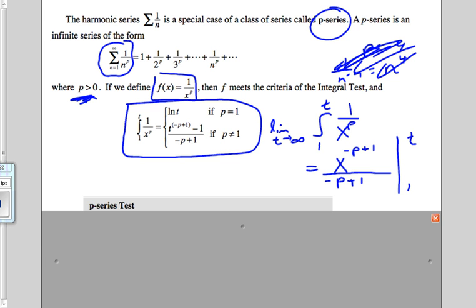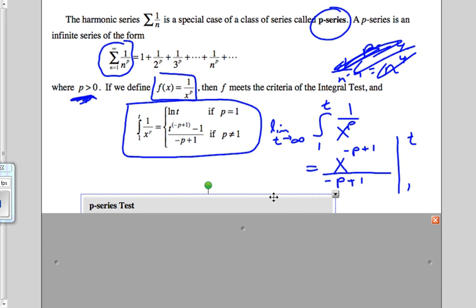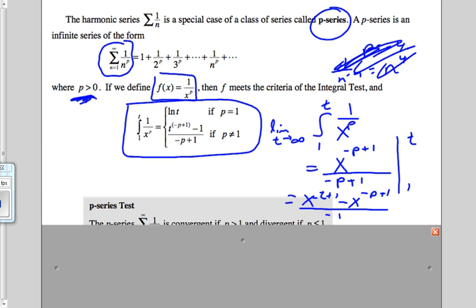And when we evaluate that from 1 to t, we get that this equals t to the negative p plus 1 minus x to the negative p plus 1, all over negative p plus 1. Made a mistake. That x should be a 1. And we'll continue with this in the next video.